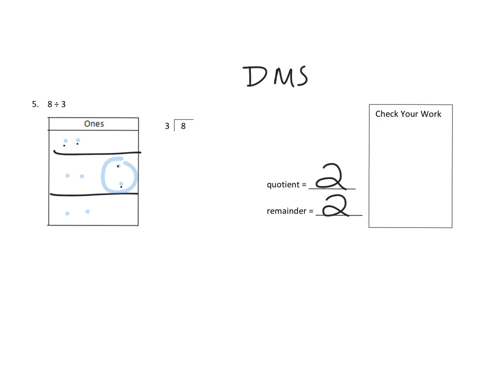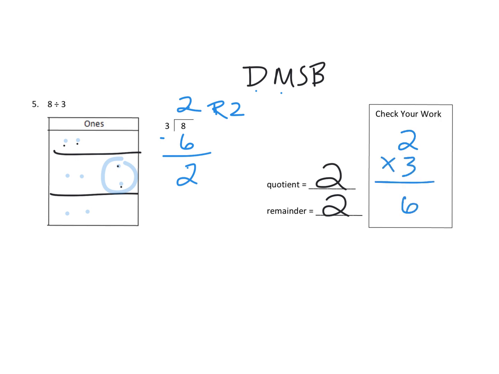Same idea with the parents' way, DMSB. I'm going to divide. Can 3 go into 8? It can, 2 times. Then I'm going to multiply. 2 times 3 is 6. I'm going to subtract to see if there's any remainders, and there are 2 remainders left over. So I've got a quotient of 2, remainder 2. Checking our work, we take our quotient times our divisor, and then add in our remainder, and we should get our dividend right here. So we're looking good.